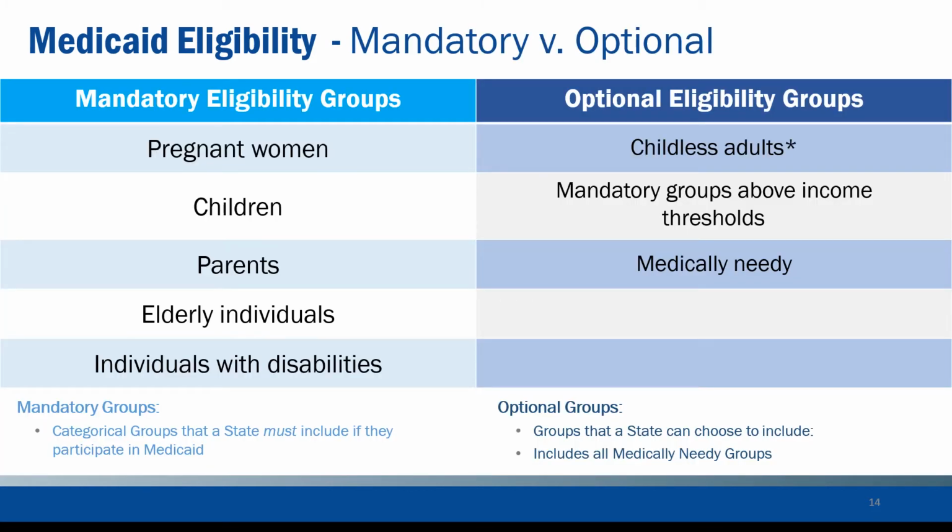As we noted in the previous slide, there are two Medicaid eligibility groups. These are mandatory and optional. Mandatory groups are groups that a state must include if they participate in Medicaid. These include pregnant women, children, parents, elderly individuals, and individuals with disabilities. There are also optional eligibility groups. These are groups that a state can choose to include. This includes all medically needy groups and also includes childless adults and mandatory groups above income thresholds.